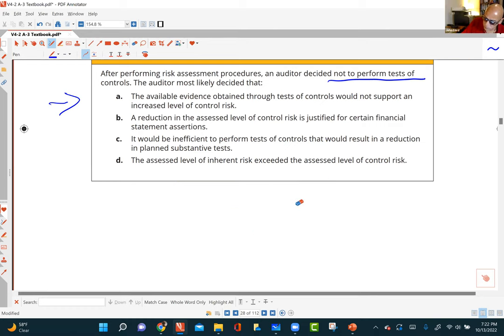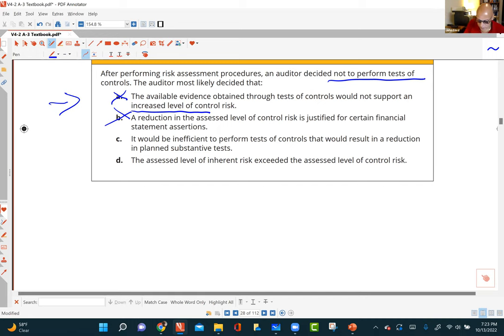Now, with that understanding, let's take a look at the choices. A, the available evidence obtained through test of controls would not support an increase in the assessed level, because if you decided not to test it, the potential is that the control risk is at the maximum already. So you're not looking for an increased level. So that's nonsense. B, a reduction in the assessed level of control risk is justified for certain financial statement assertions. No, we just understood that if you have decided not to test the controls, the potential is that you have determined that there is not the potential for reduction in the assessed level of control risk.